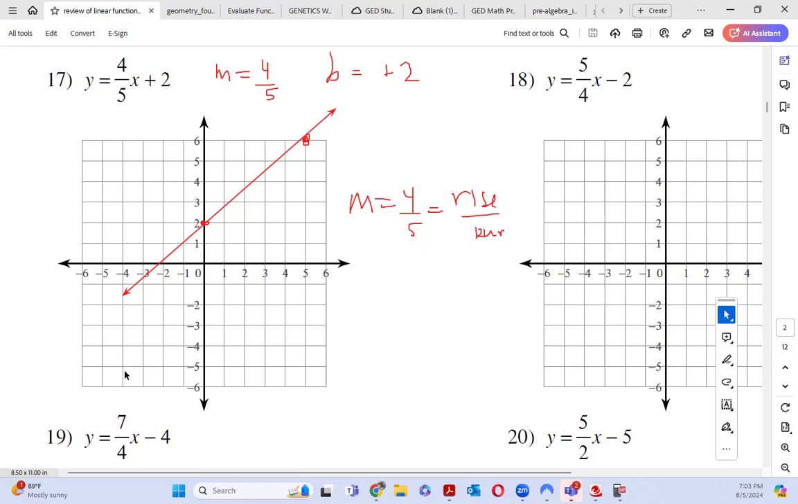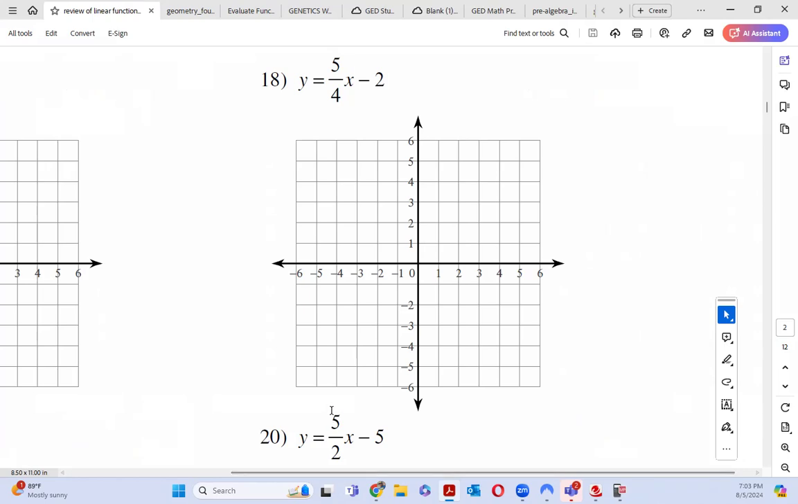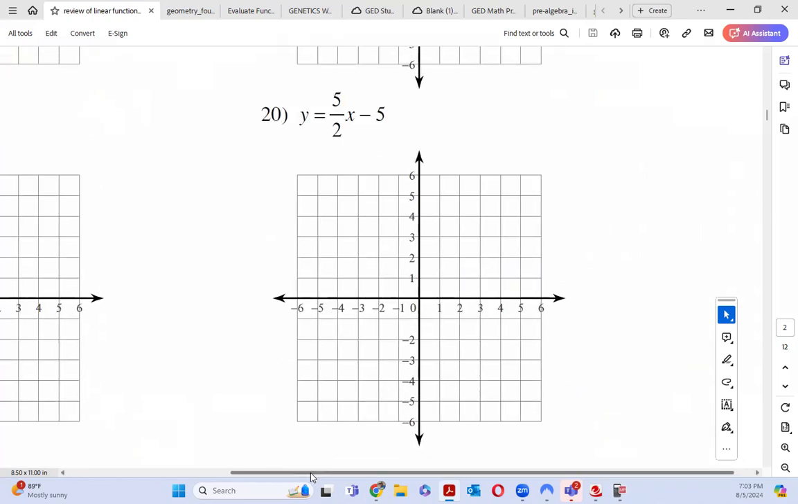So what you're going to do is, again, I'm gonna add this worksheet when I send it out tonight. But again, you should be able to identify the slope and y-intercept of each of these.